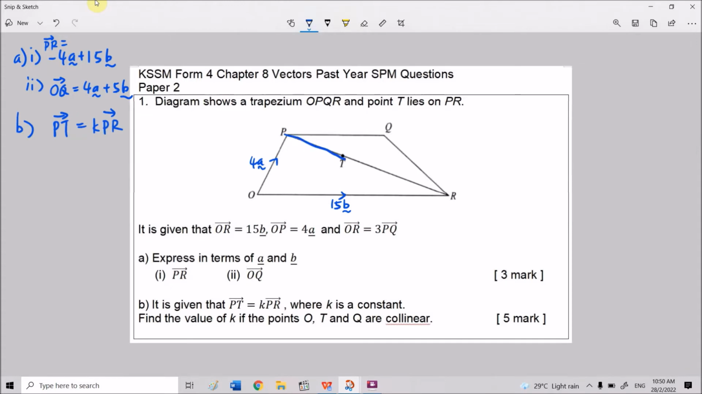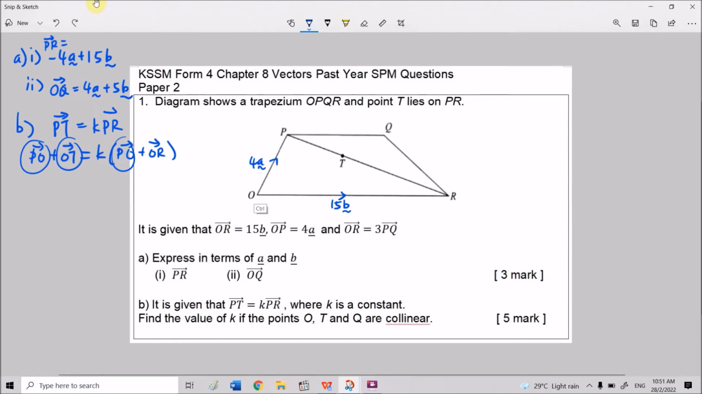PT is here. We can use PO and OT, the triangle law, to express vector PT. So PT can be written as PO plus OT. Next, PR can be expressed as PO plus OR. So we are trying to break these vectors into simpler parts so that we can express all of this with vectors A and B.